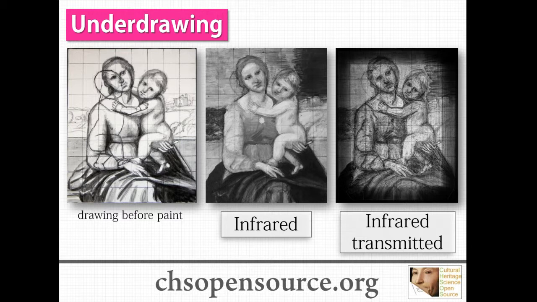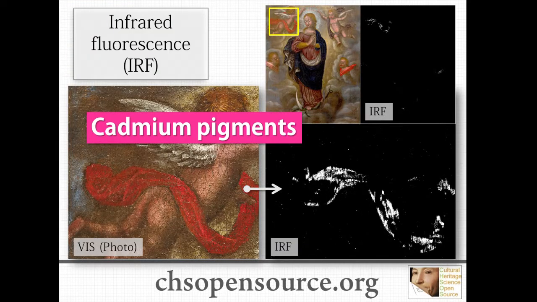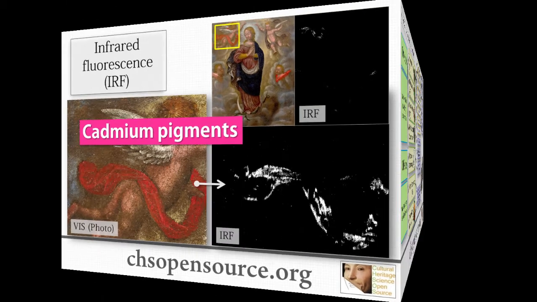Okay, then basically we use infrared in different methods. We saw them in the course. There is this technique of infrared fluorescence that is to identify the presence of cadmium pigments in a painting. Cadmium pigments are modern pigments. So that's why in historical paintings we don't expect to find the modern pigments. So with this technique, we can immediately figure out where they are.